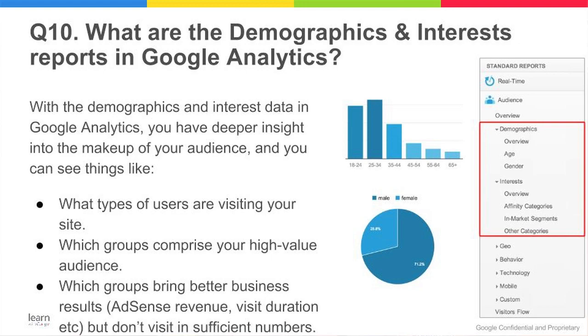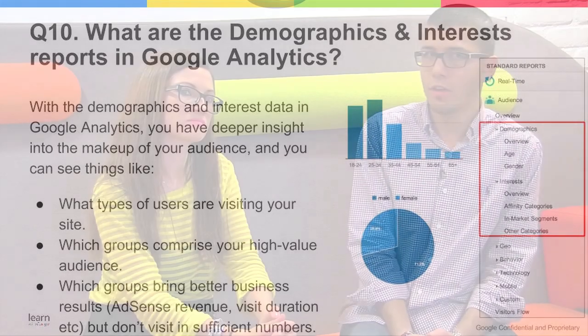So what types of users are visiting your site, and which group of users bring the highest business outcomes that you want to achieve? You can answer such things with Google demographics and interest reports. Great. And so again, I guess it comes back to the publisher having access to all of this information, but how do they best use it? How can they benefit from these reports?